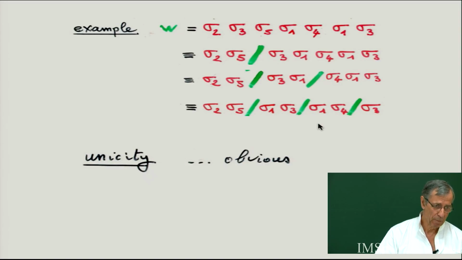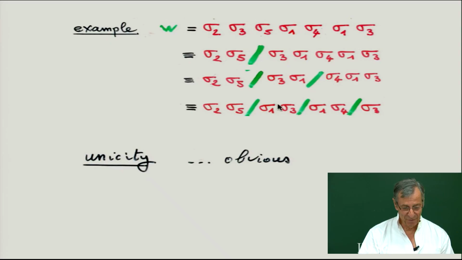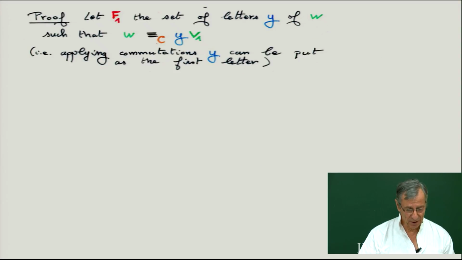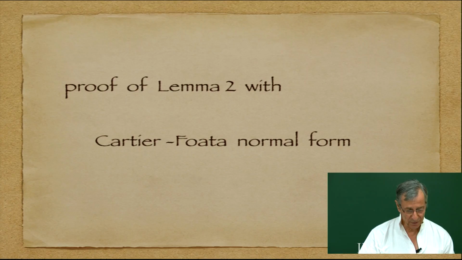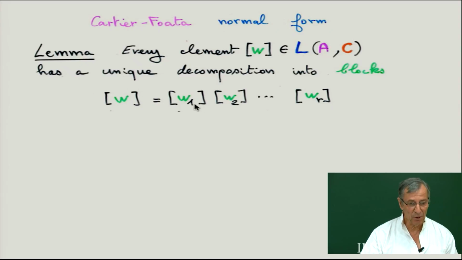In the second step, you could have done a commutation of sigma 1 and sigma 3 here. Yes, in each block, in fact, you can commute them. In the Cartier-Foata normal form, you see, within a block, all the letters commute 2 by 2.